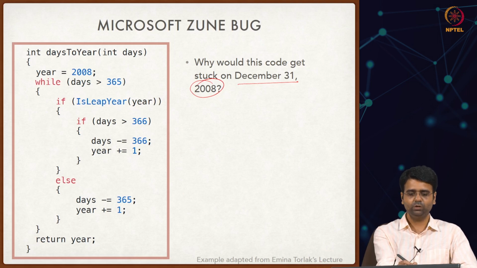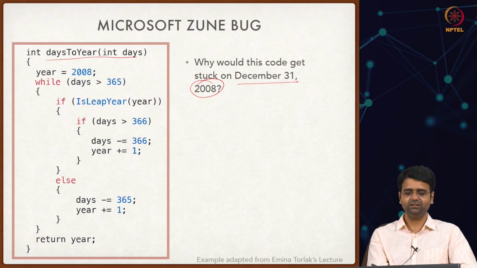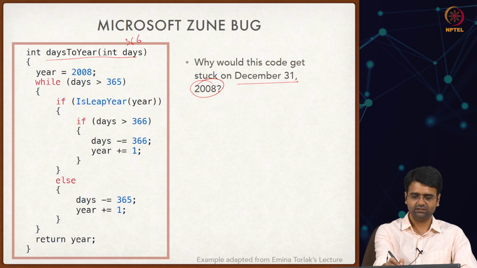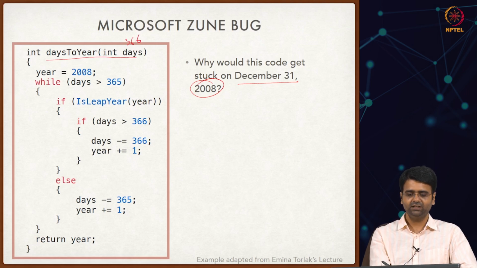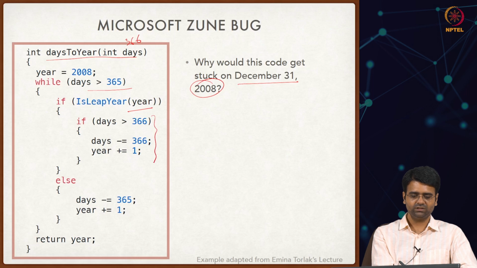Which means that you would have called this function with days equal to 366, and in fact, if days is equal to 366, it is going to go inside this loop. It is going to go here because 2008 is a leap year, but this particular condition is not satisfied. Days is not greater than 366, days is in fact 366. So it's not going to enter this particular conditional.